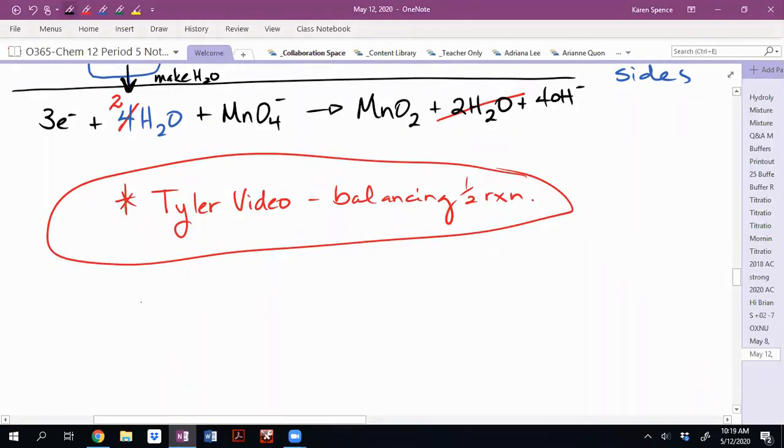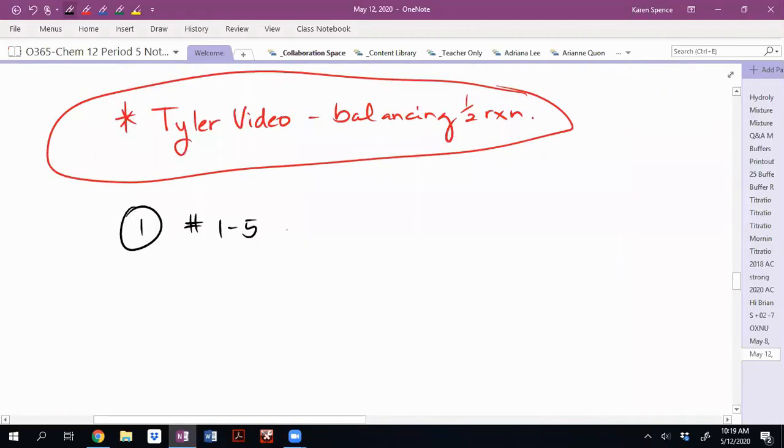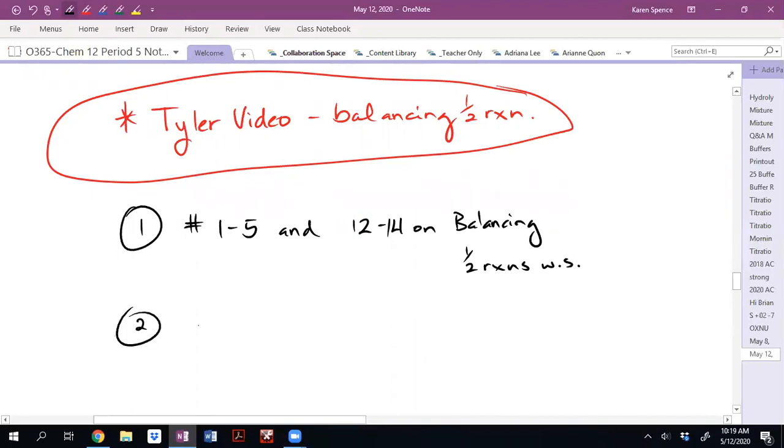So your assignment is going to be number 1. You are going to do numbers 1 to 5 and 12 to 14 on the balancing half reactions worksheet. Number 2, you are going to do numbers 13. No, you did 13. 14 to 20 on the oxidation number worksheet.